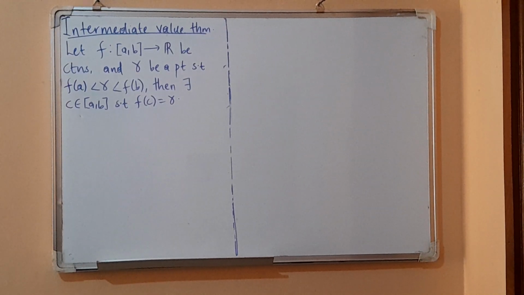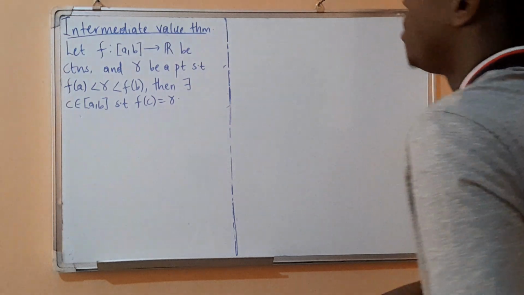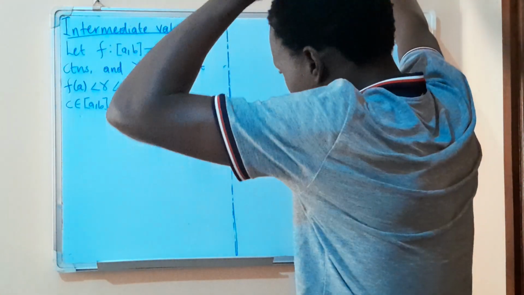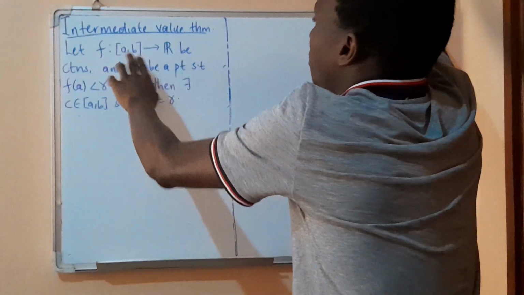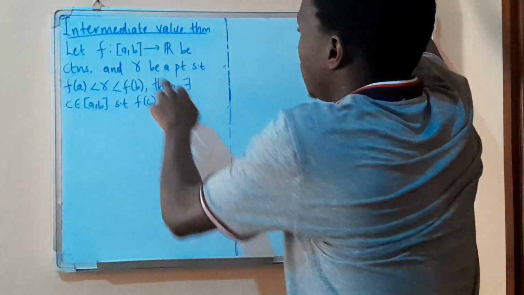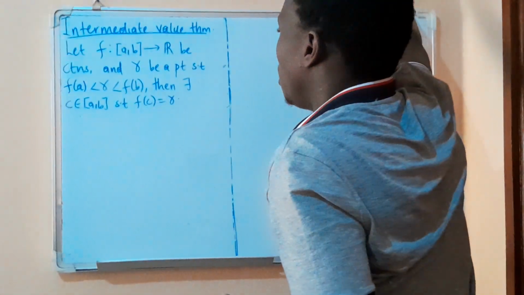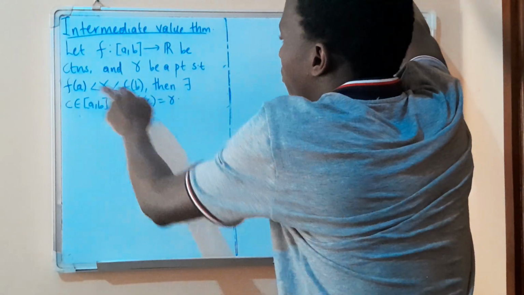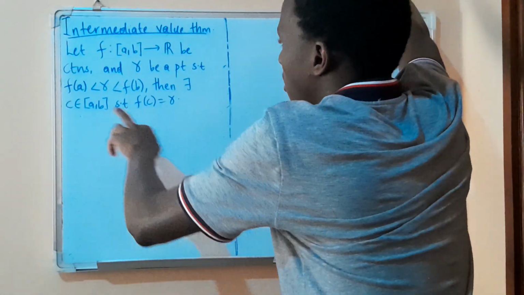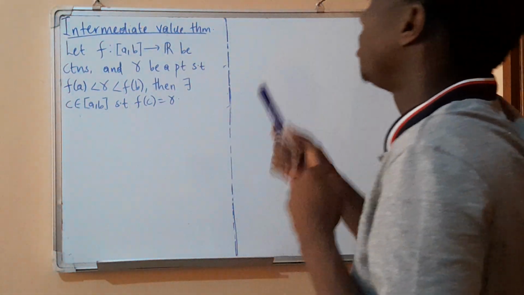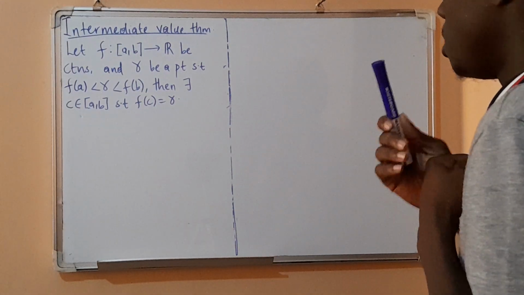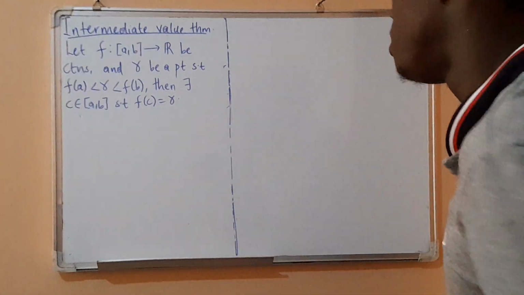Another important result, we have the intermediate value theorem. So what are we saying here? We are saying that if f is a continuous map and gamma is a point in between f of a and f of b, then there exists a c in the interval ab such that f of c is equal to gamma. So how can we interpret this?